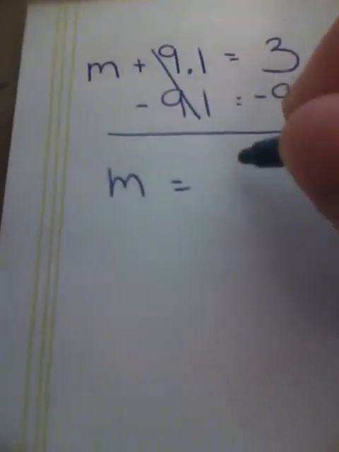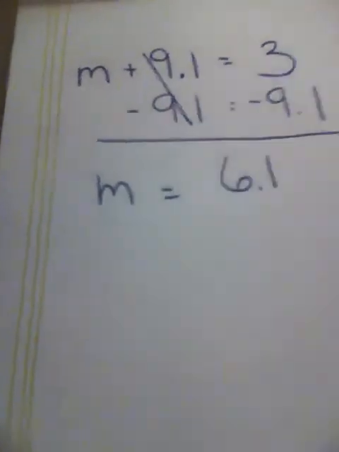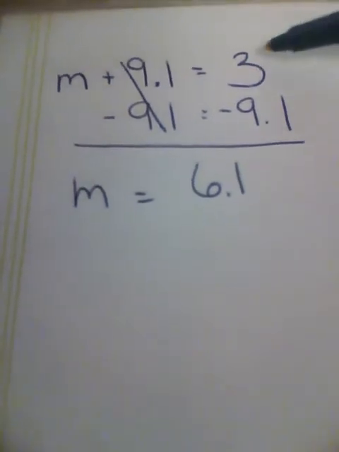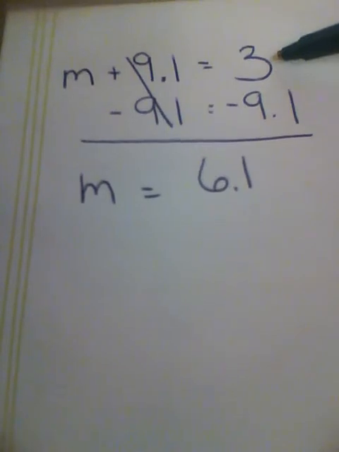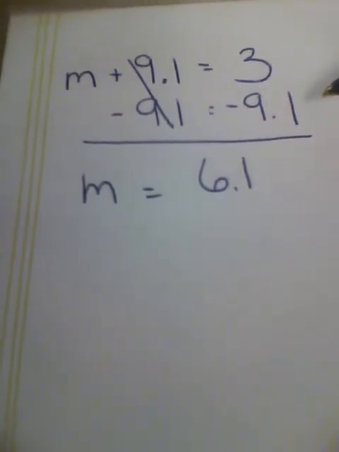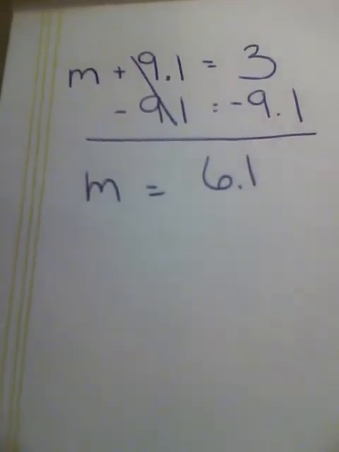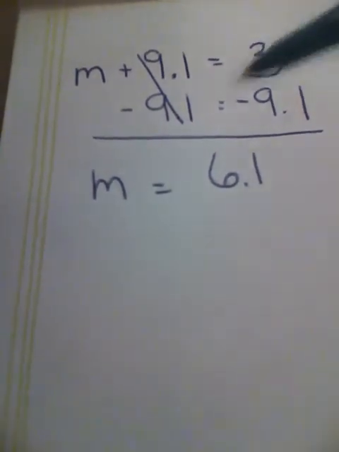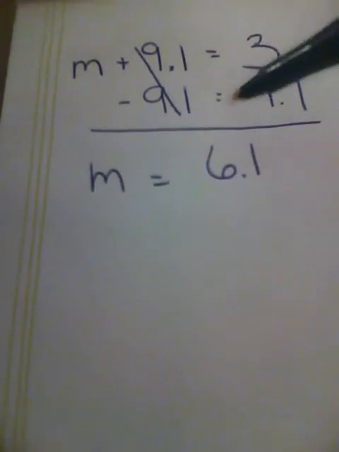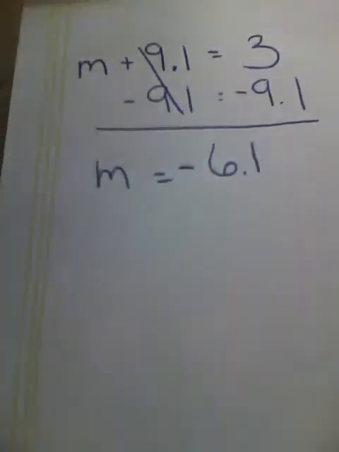So, going back to here, I really have left m is equal to 6 1/10. But because I take the absolute value of both numbers, the absolute value of 3 is 3. It's 3 away from 0. The absolute value of negative 9 1/10 is 9 1/10. 9 1/10 has a larger absolute value, so I assign my final answer the sign of that number, which was a negative. So my answer is negative 6 1/10.